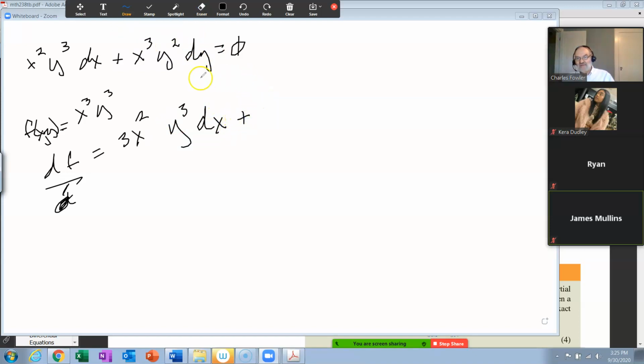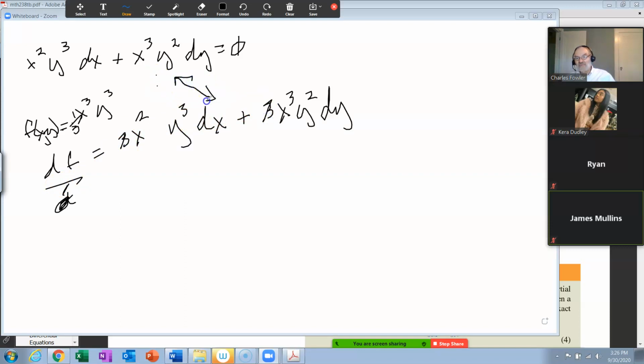Plus, and then you did it with respect to y, 3x cubed y squared dy. That would be the differential of f. You do it first with x and then with y, and you see this is exactly what we've got up here except for a 1/3. So if you put a 1/3 in here, then the 3's would cancel out with the 3 in the denominator, and you would have exactly that form.